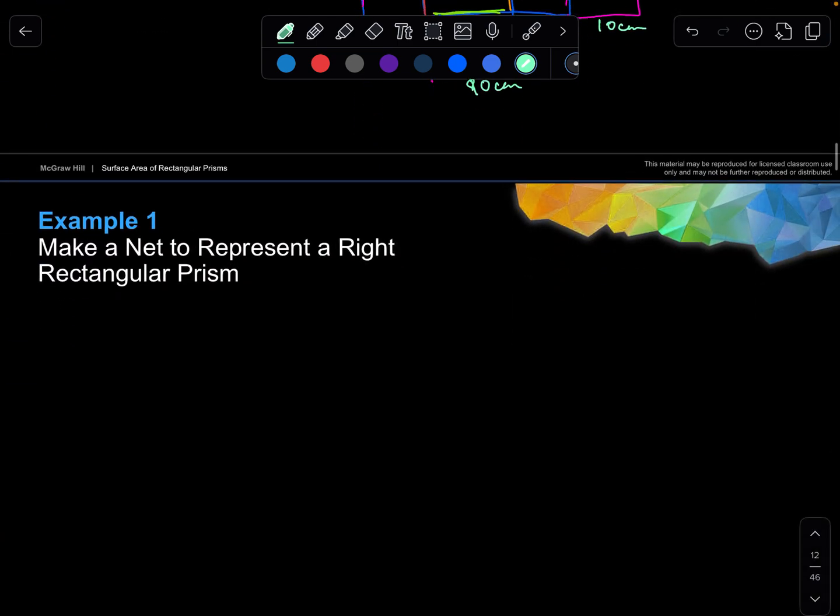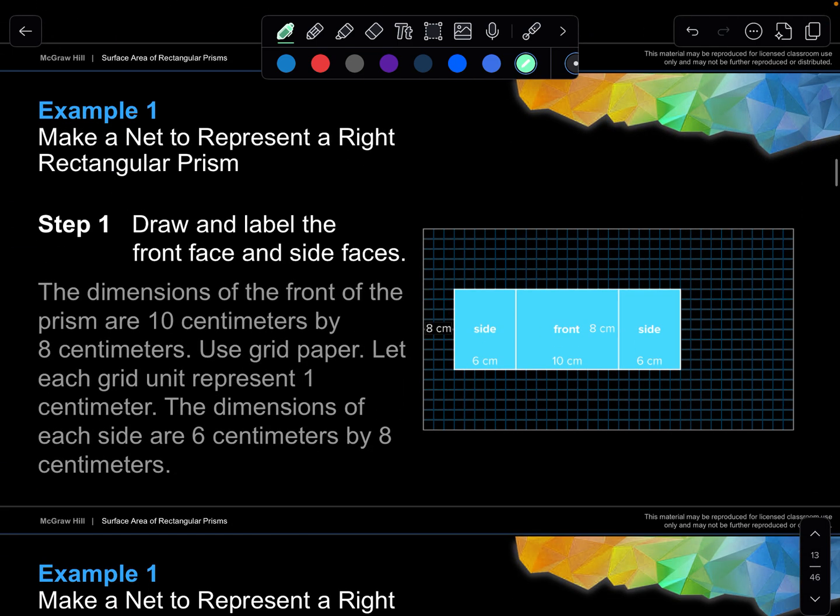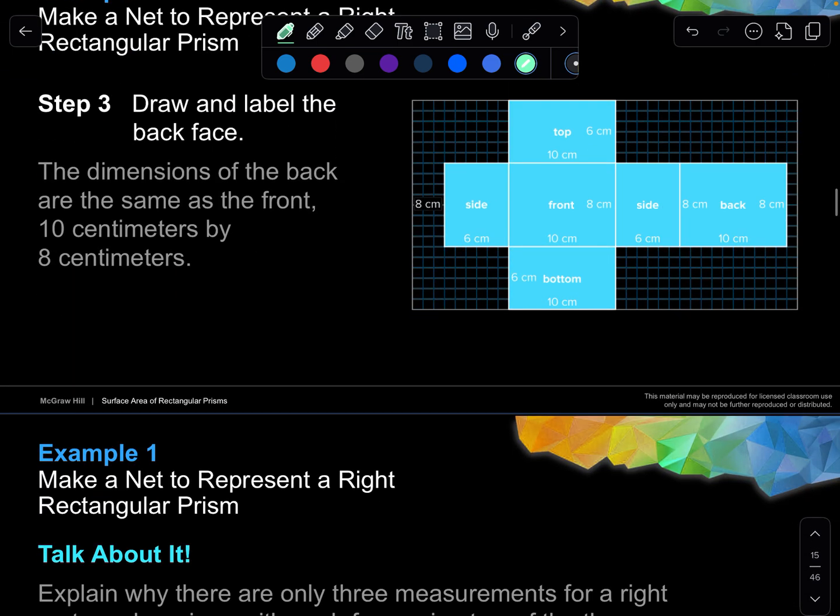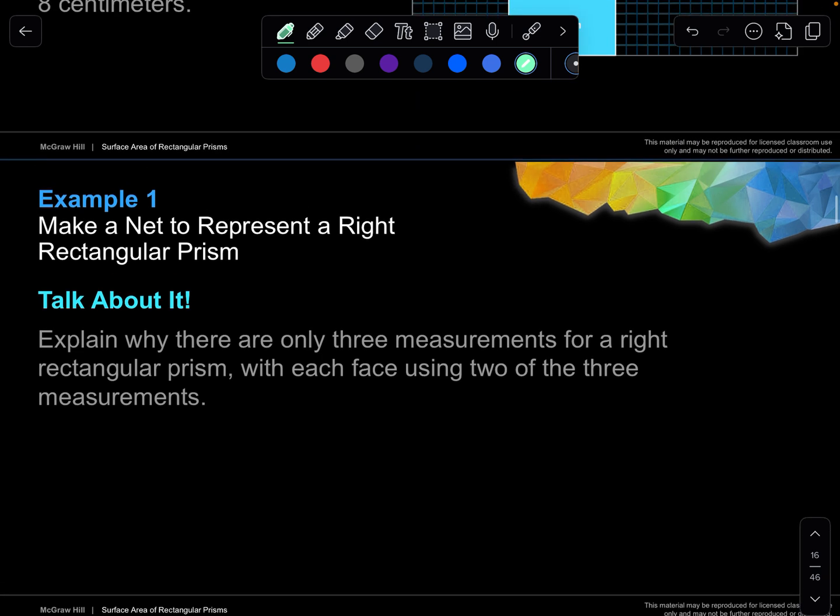Okay, now, we finished that. And this just goes through those same steps again. Now, explain why there are only 3 measurements for a right rectangular prism, with each face using 2 of them. Well, because the prism only has 3 dimensions: its length, width, and height. And each face is 2-dimensional. So the prism only has 3 measurements, and each face is going to use 2 of those 3 measurements.